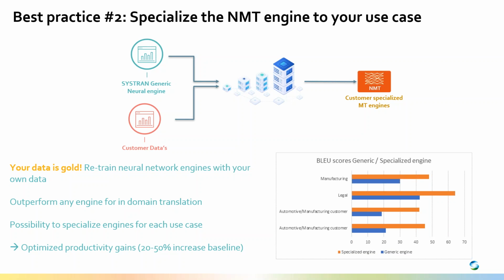The impact on productivity is quite significant with the specialization. We see a gain of between 20 and 50% increase in productivity through the specialization compared with the baseline engine. And we measure this with our customers during proof of concepts and projects where they actually track down the productivity increase.